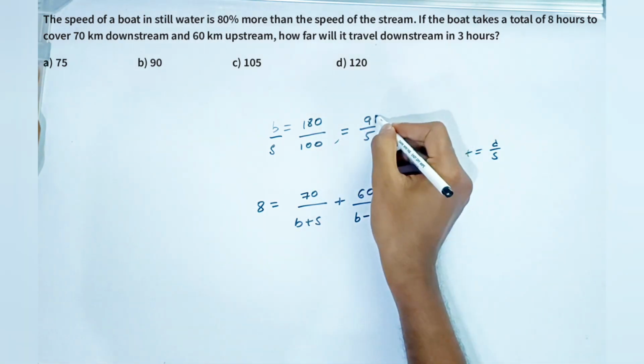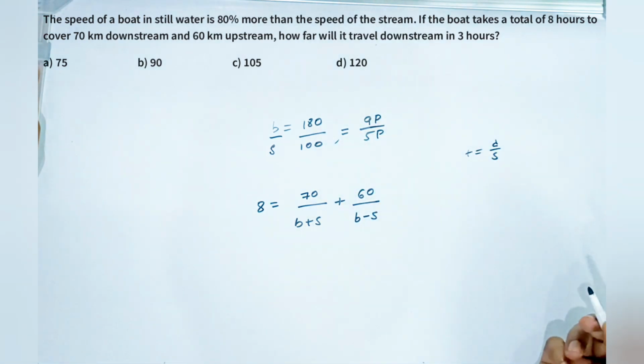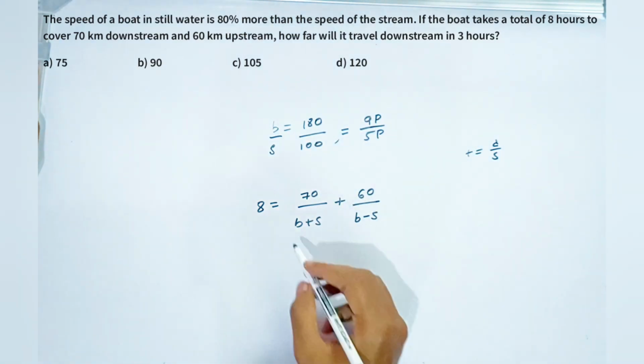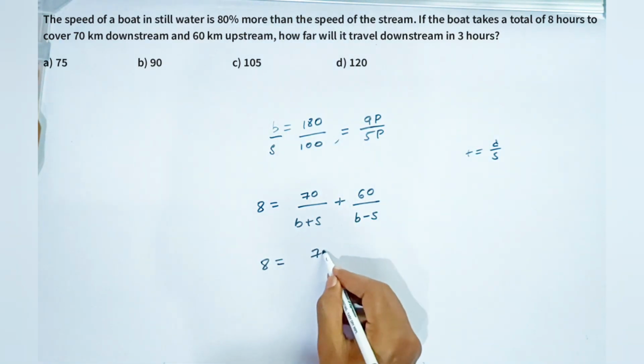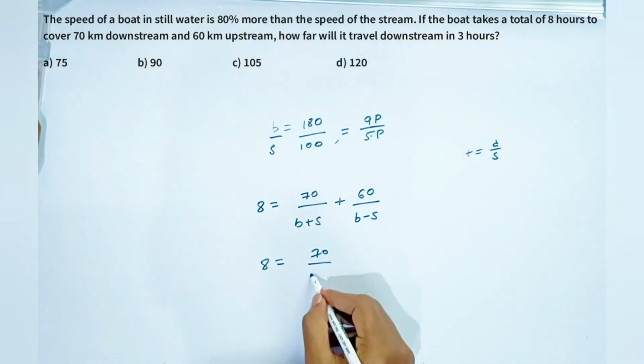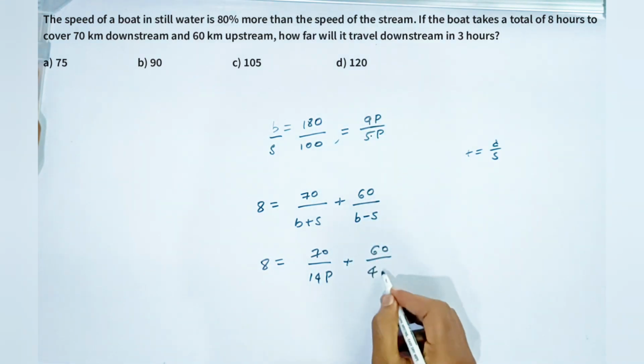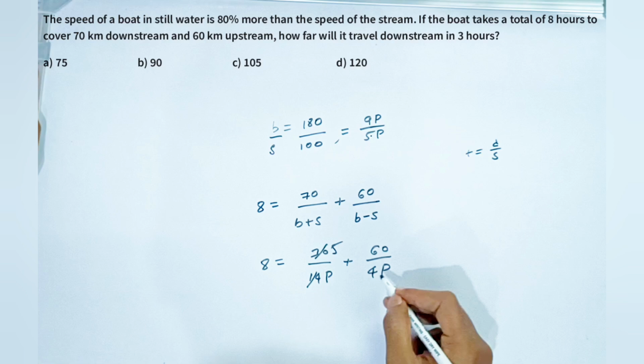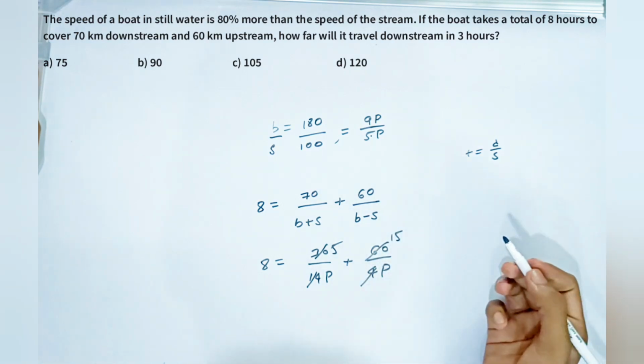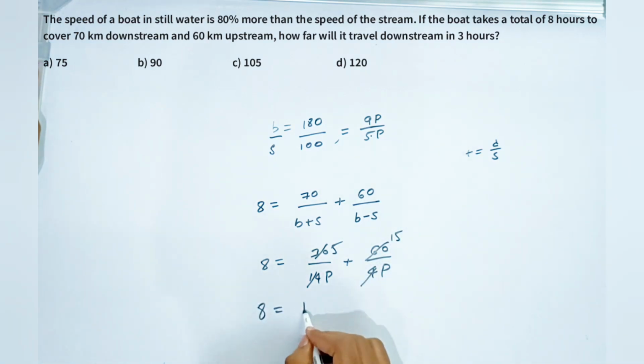I'm taking B as 9 parts and S as 5 parts. I'm substituting here. So 9 plus 5 is nothing but 14p. 60 by 9 minus 5 is 4p. 14 ones, 14 fives, 4 ones, 4 15s. For solving this, we get 1 by p.